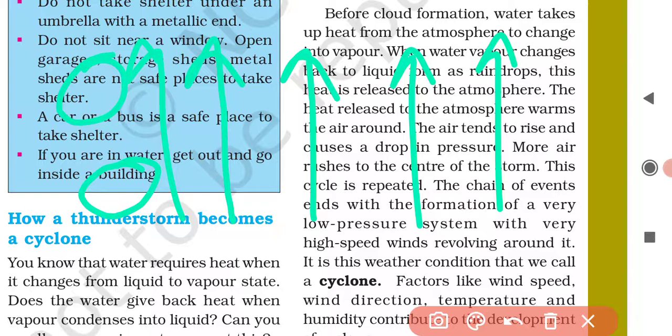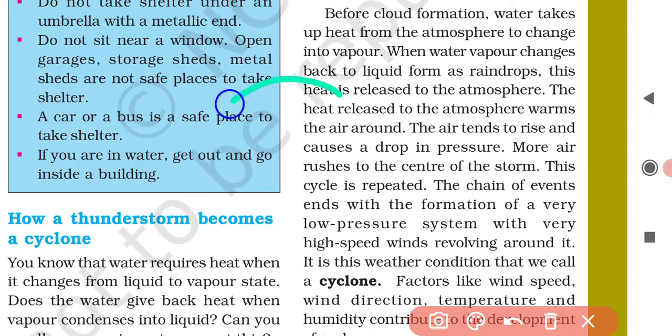Okay, so the warm and moist air, which contains water vapor, rises high up in the atmosphere, and it will get cooled because it is at a high altitude. The water vapor present in it will condense to form thick clouds. Also, it will release a lot of heat in the atmosphere.